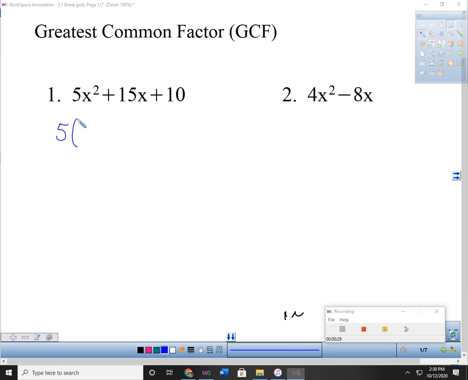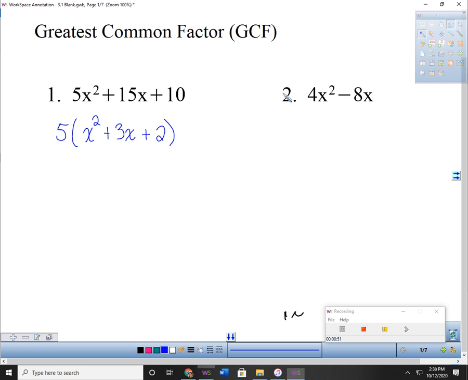And remember, when you factor something out, you're just dividing it. So I've got 5x squared divided by 5 is x squared. 15x divided by 5 is 3x. And 10 divided by 5 is 2. And then you would continue on with your factoring after that. But that's how you would take out a greatest common factor.